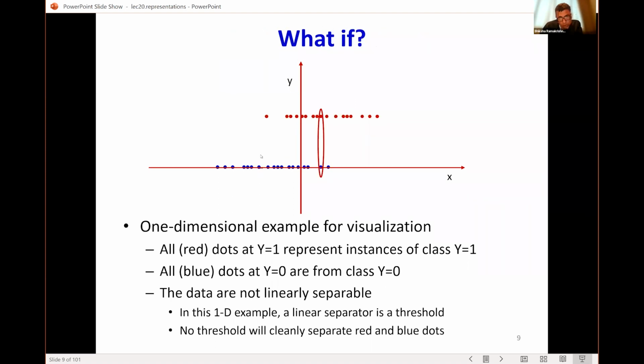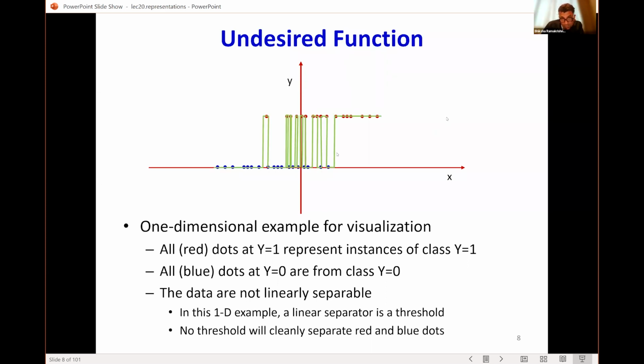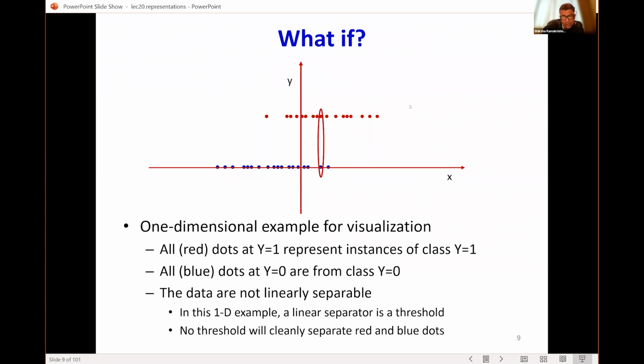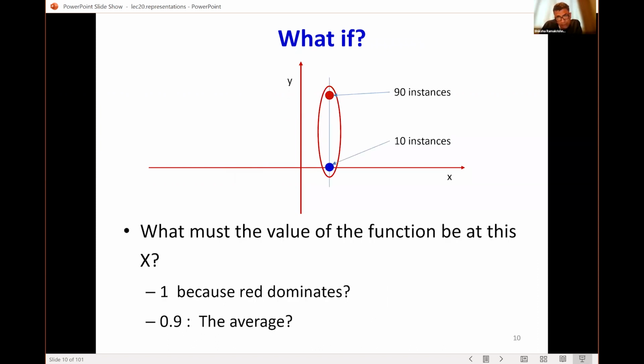Even if you assume that the network could learn a function of this kind and it's allowed to learn a function of this kind, what if we have a situation such as this where you have red and blue dots at the same value of X? So you have some training instances with this value of X where the class label is one and other training instances where the class label is zero. So here, if for instance, you have 90 instances with class label one and 10 instances with class label zero, then what is the function we must learn over here?